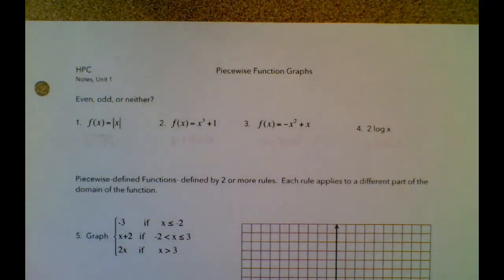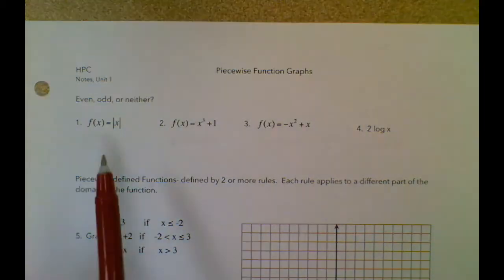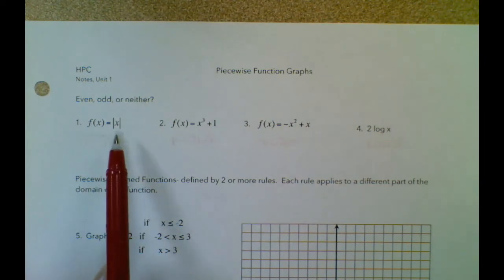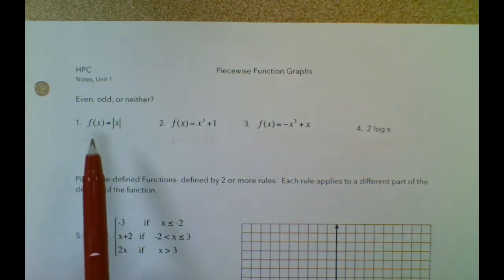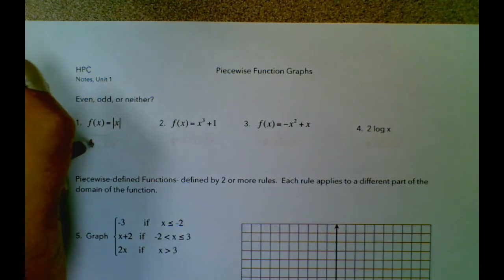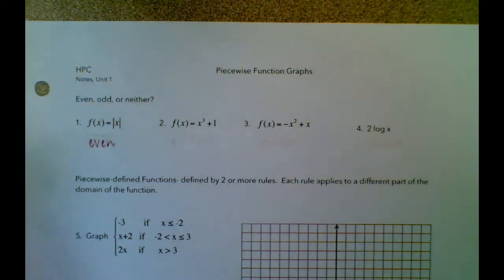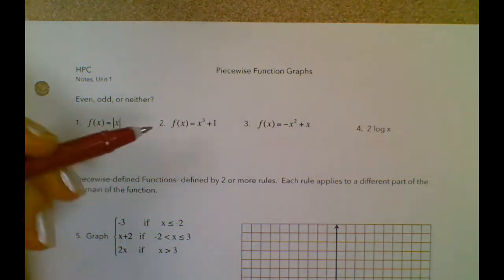All right, students, today we are going to go over piecewise function graphs. Before we start, though, I just want to do a quick review over even, odd, or neither functions. If we look at number 1, this is an absolute value function, and this is actually the parent function, and it's symmetric about the y-axis, which means it's going to be an even function. Okay, remember, even functions are symmetric about the y-axis.